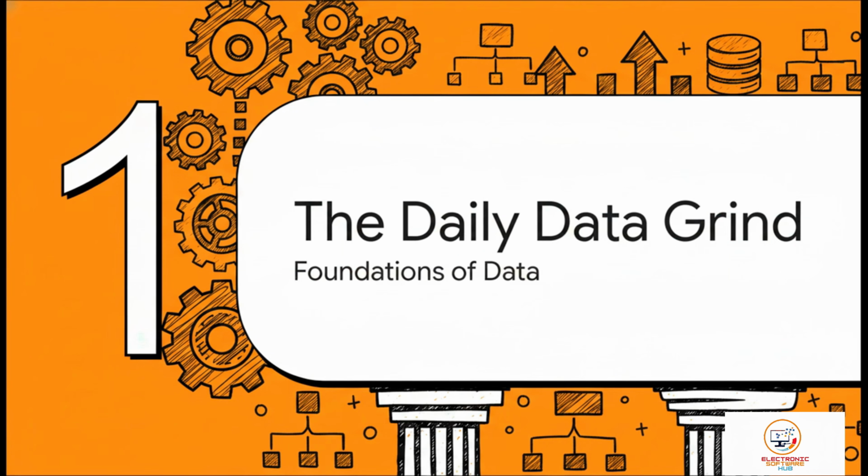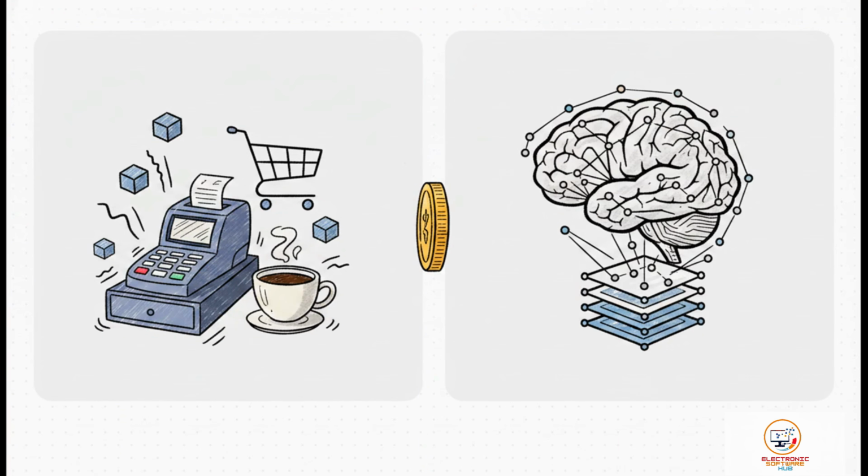All right, Section 1, the daily data grind. Let's look at the foundations of data. So pretty much every modern enterprise relies on two totally different mindsets when it comes to their data. On the left side here, we have OLTP. This is all about the fast, immediate, operational chaos of daily, real-time transactions. Then over on the right, we've got OLAP, which is the deep, highly reflective process of complex, long-running historical analysis. They are quite literally two sides of the exact same coin.